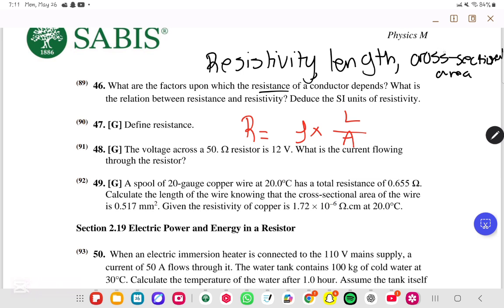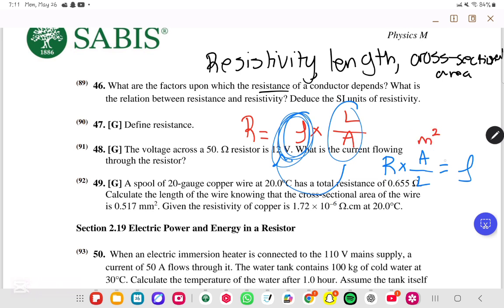Now, deduce the SI unit of resistivity. So basically, we need to find its SI unit. How do you find its SI unit? You move this to the other side. So resistance times the area over the length, because you will flip it, is equal to resistivity. Area is usually in meters squared, and length is usually in meters. So if you cancel them, we'll be left with the resistance times meter equals the resistivity. The resistance is in ohm, so basically it's going to be ohm times meter. This is the unit of resistivity.